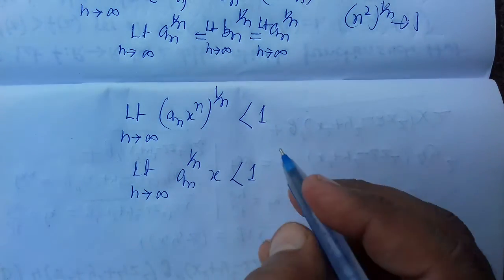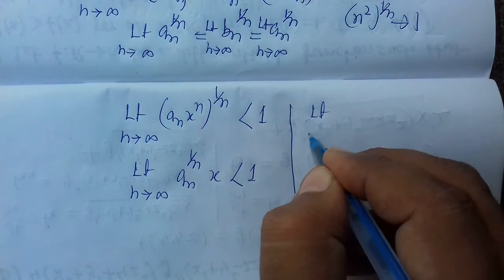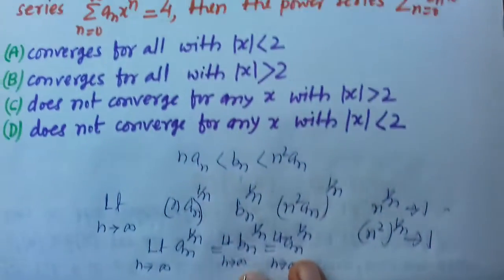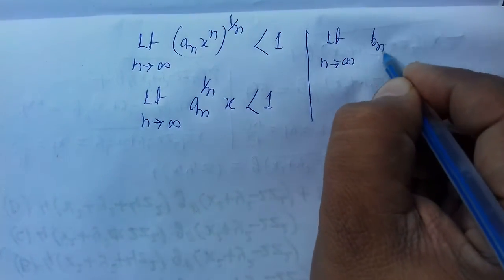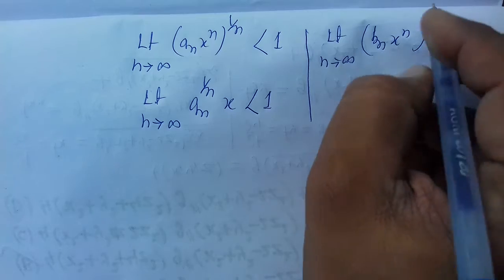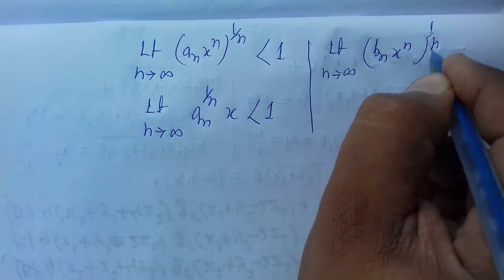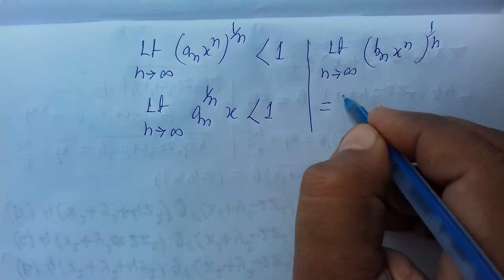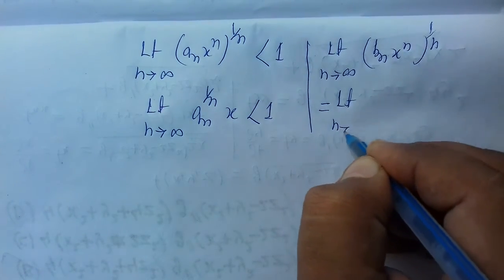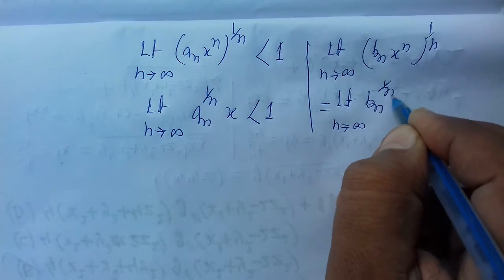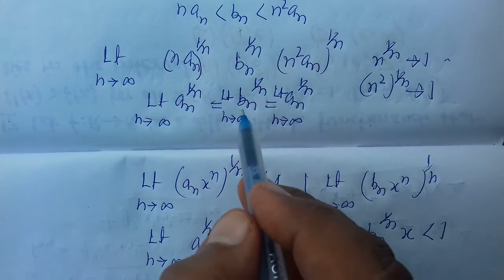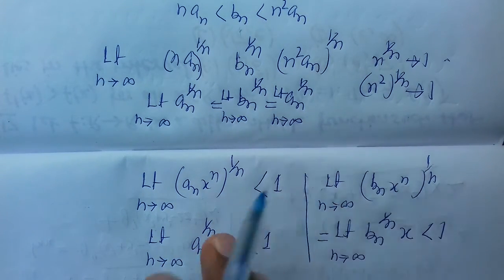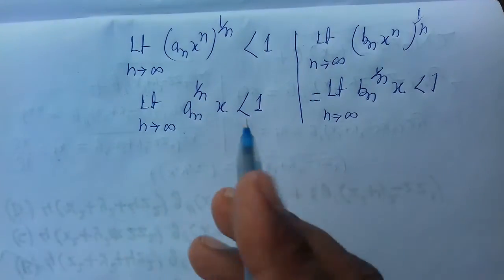And if we do the same for the second series, then the limit as n tends to infinity, the nth term of the second series is b_n x^n. So we take the same here, (b_n x^n) to the power 1/n. So this will be the limit of b_n^(1/n) times |x|, and this should be less than 1. As you see here, both limits, b_n^(1/n) and a_n^(1/n) as n tends to infinity, are equal.